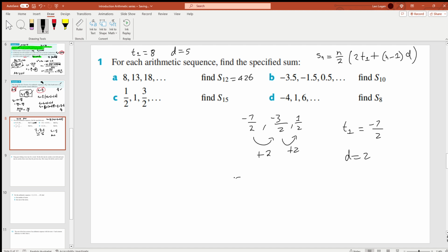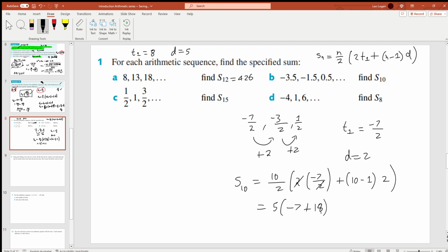So S of 10 is 10 on 2, times 2 times the first term, which is negative 7 on 2. So for example, stuff like this is very nice. Those 2's can cancel out. Plus 10 minus 1 multiplied by 2. So what we have is 5. Those cancel, so we get negative 7. And that turns into 9 times 2 plus 18.